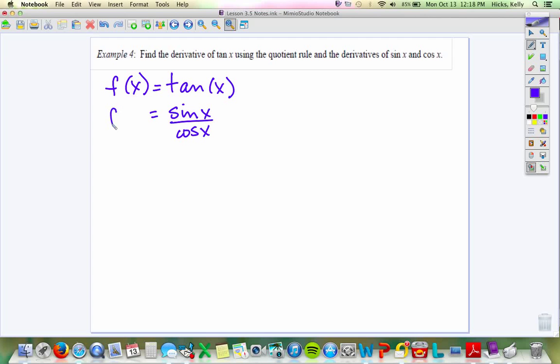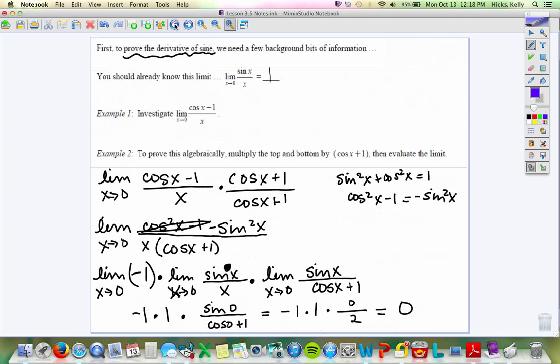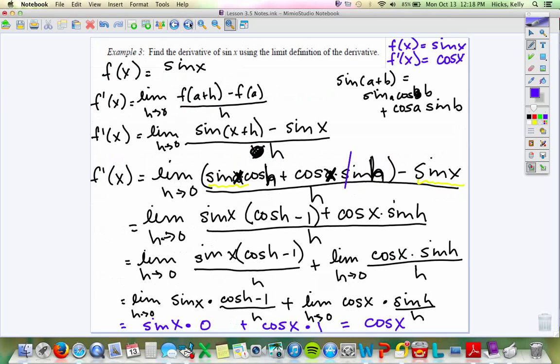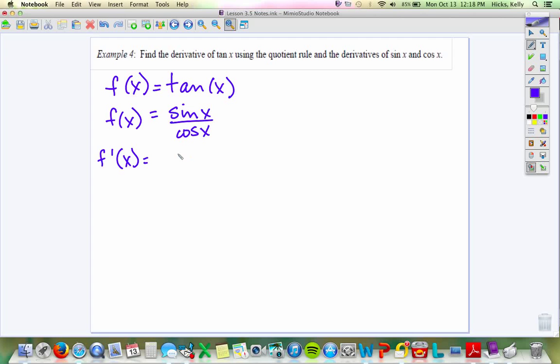Now, this is a quotient rule, sine divided by cosine. So let's try just taking the derivative using the quotient rule and see if we have all the information we need. Because right now, what do we have in our tool belt? We just proved the derivative of sine, and hopefully you've looked back at the derivative of cosine here. Derivative of cosine is negative sine. So we're going to use both of those in our proof here.